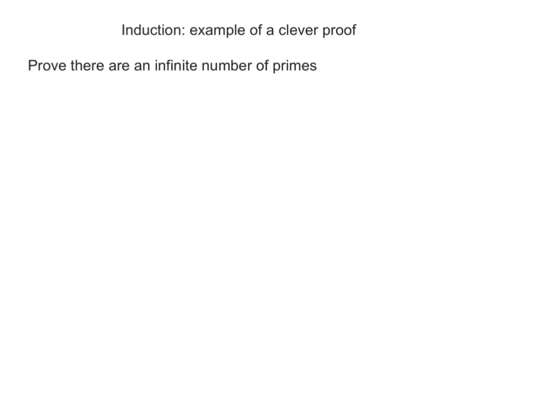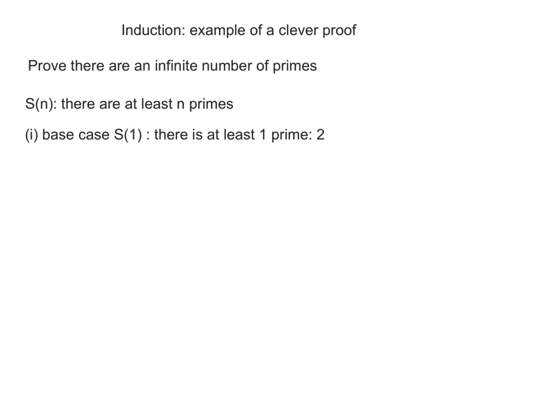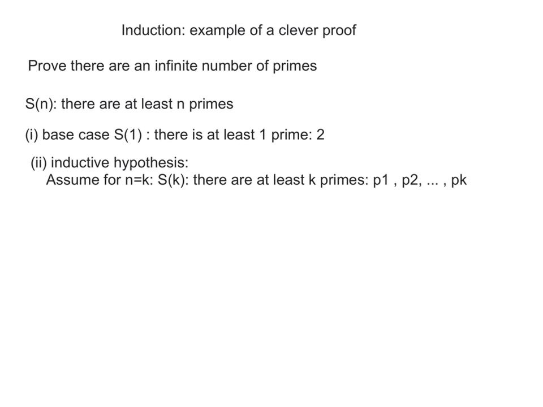Another example, I like this one because it's quite a clever proof. I think it's a Euclid proof. But basically, prove there are an infinite number of primes. So he starts this proof by saying, my S of n is the statement there are at least n primes. We need a base case, a place to start, S of 1, so there is at least one prime, and that's the number 2. You could put out any prime number you wanted; I just chose 2. We have our inductive hypothesis. We're going to assume for n equals k, in other words, S of k, there are at least k primes, and we will call them p1, p2, all the way up to pk.